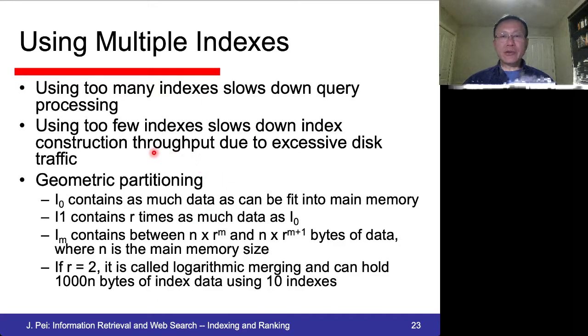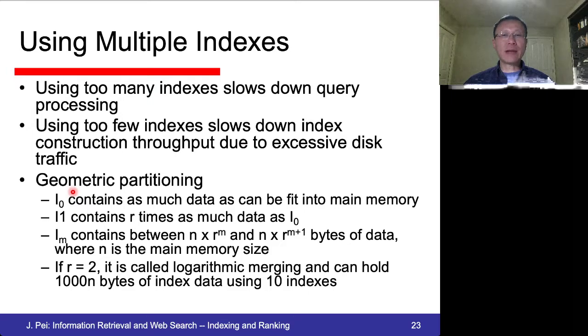Still, using too many indexes may slow down the query processing, and using too few indexes may slow down the index construction throughput due to the excessive disk traffic, because you need to access those indexes and each one will still be big. So in practice, many search engines adopt this geometric partitioning approach.